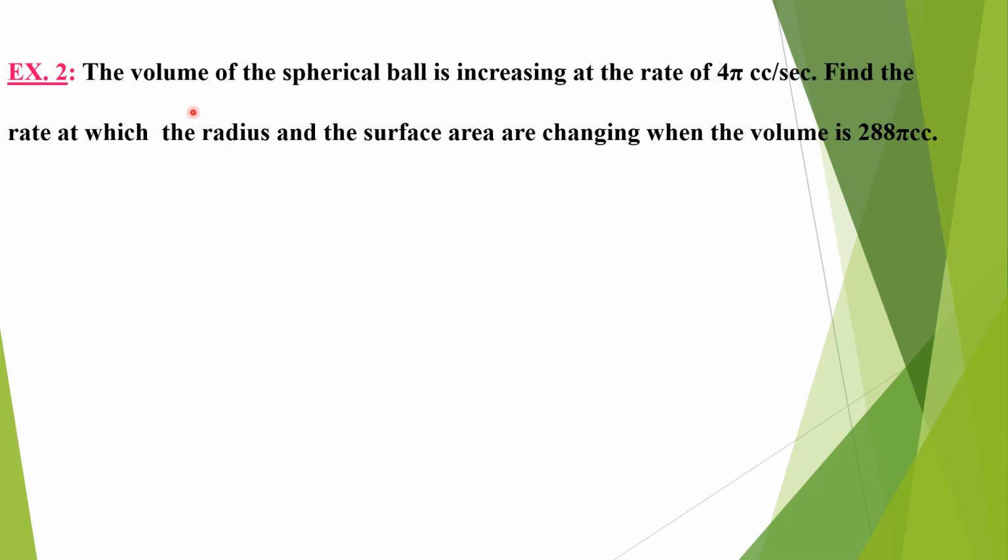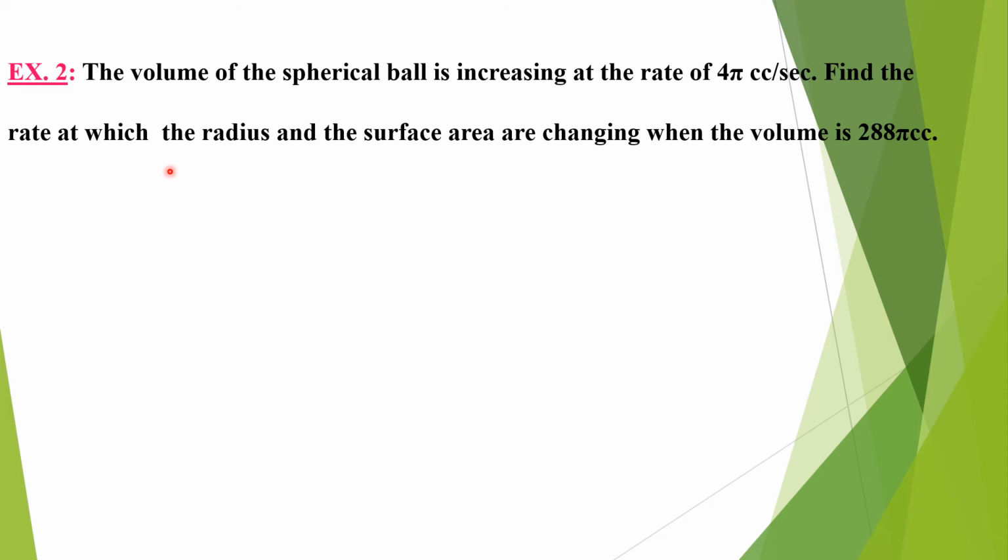Example 2. The volume of a spherical ball is increasing at the rate of 4 pi cubic centimeter per second. Find the rate at which the radius and the surface area are changing when the volume is 288 pi cubic centimeter. Here it is given that the rate of change of volume, per second, that is with respect to time, is dV by dt equal to 4 pi cubic centimeter per second.